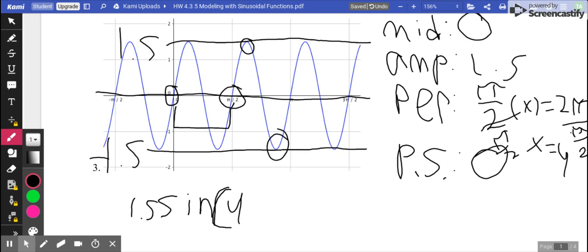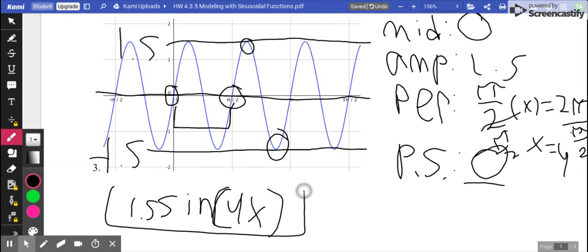So we're going to have in the parentheses 4x, and since the phase shift is 0, we won't have anything added or subtracted. So this here is our equation.